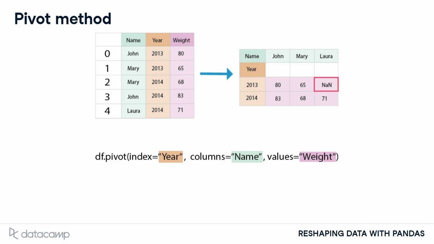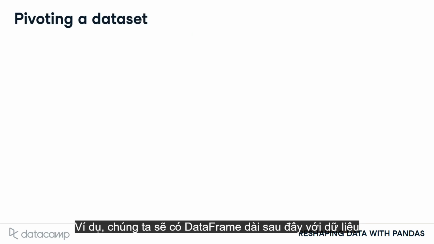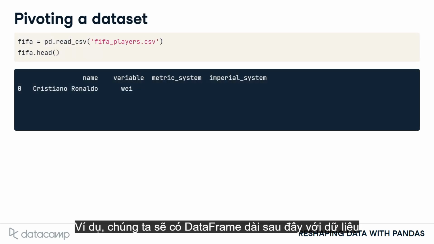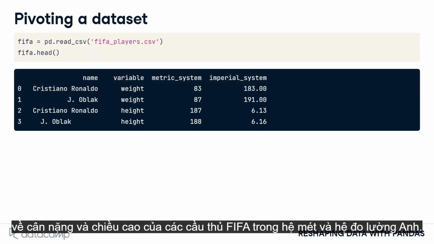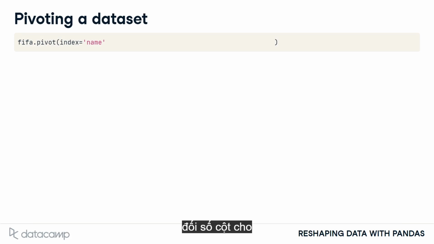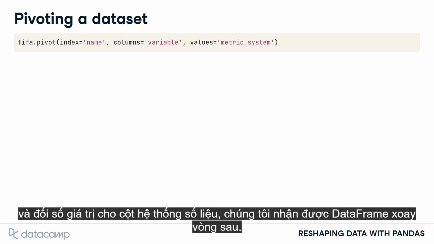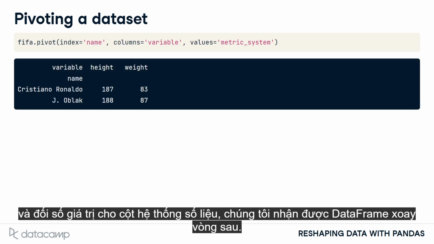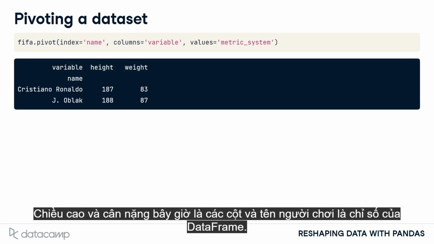as a missing value. As an example, we'll have the following long data frame with data about FIFA players' weight and height in metric and imperial systems. If we apply the pivot method, setting the index argument to the column name, the columns argument to the column variable, and the values argument to the metric system column, we obtain the following pivoted data frame. Height and weight are now the columns, and the player name is the index of the data frame.